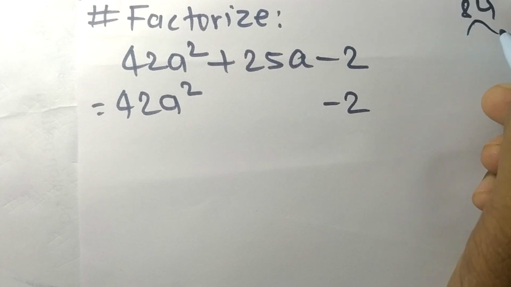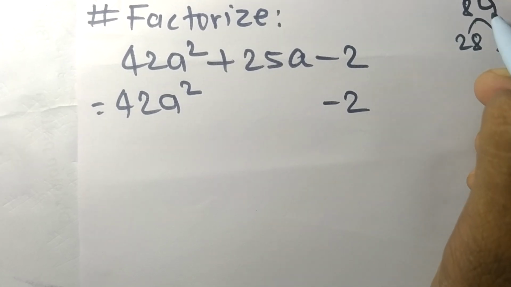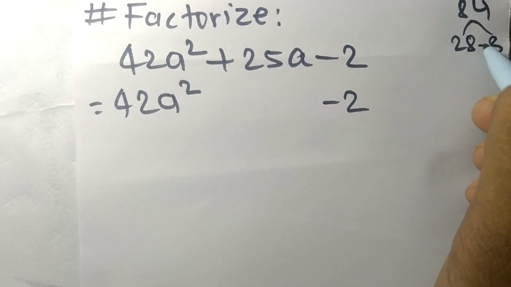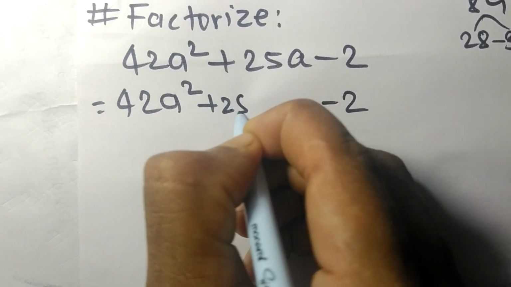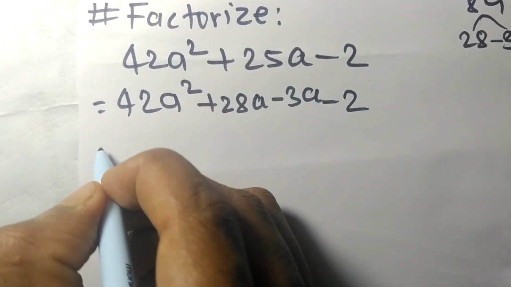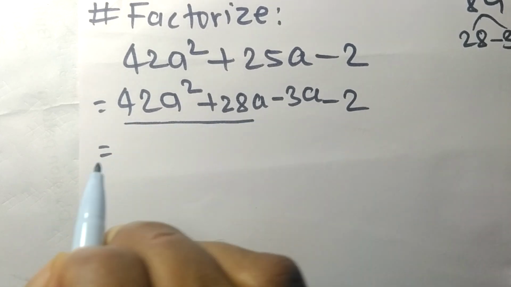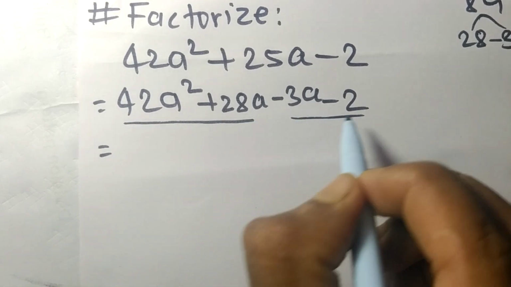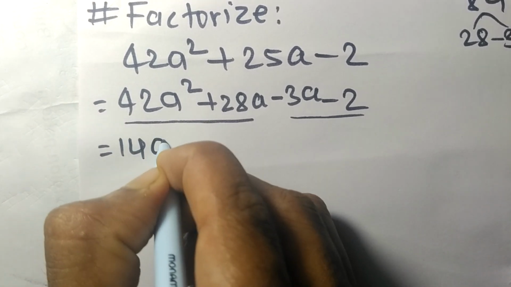And we separate it into two parts, that is 28 times 3 means 84, 28 minus 3 means 25. So it is +28a − 3a. So now we find the common factor in both the first expression and both the last expression. So common here is 14a.